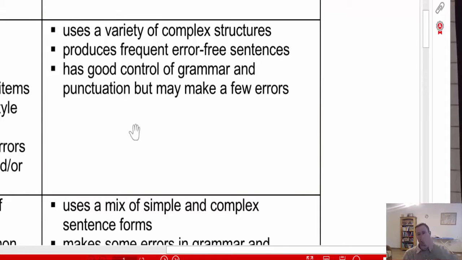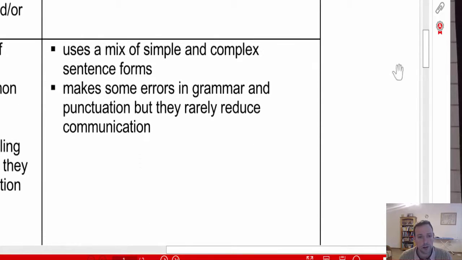So I think it depends on the examiner. The examiner might say, well, it's just the one mistake of articles. They're not making tense mistakes or singular plural mistakes. So why should they be punished so much for one mistake? In which case the examiner might give them a 7. But more likely than not, make some errors in grammar and punctuation, but they rarely reduce communication. More likely they're going to get a 6 there.